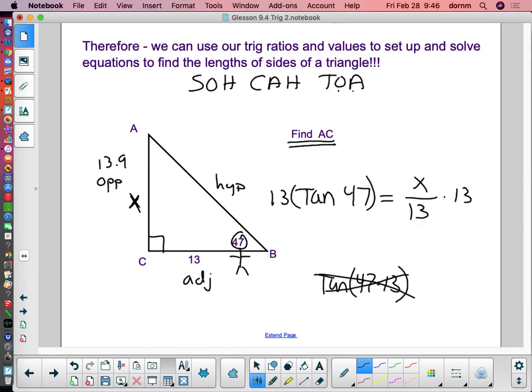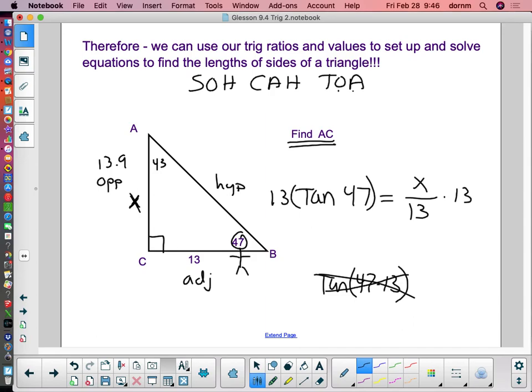Last thing we asked, does that make sense? Yeah, it's pretty close. If this angle is 47, this angle has to be 43, because they have to add up to 180, right? And so this side should be shorter than this side because bigger angle, bigger side, triangle inequality. Yeah, it makes sense. We've just set up and solved for an unknown side.